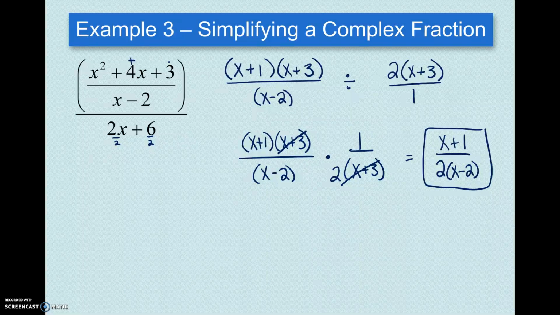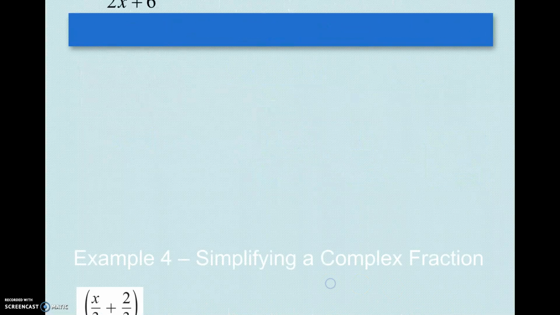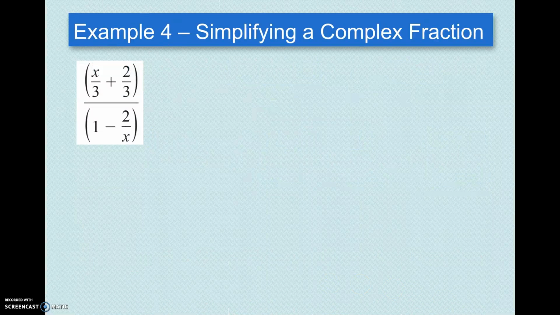Okay, still pretty easy. Some simple factoring, knowing that division means keep the first the same, change the sign to multiply, flip the second. Easy peasy. This is the second type of complex fraction. This type of complex fraction involves addition or subtraction in the numerator or the denominator. Really, this is a three-part problem.